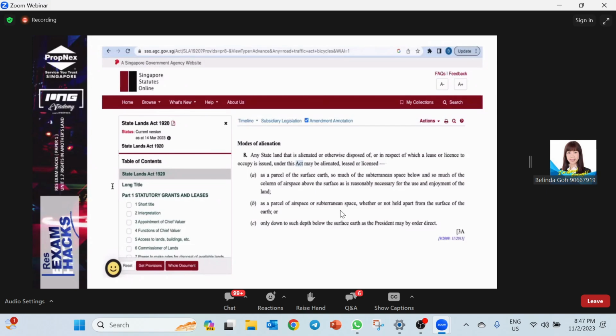It's actually a part of the surface earth, as well as the subterranean space below, and so much of the column of air space above the surface as is reasonably necessary for the use and enjoyment of the land. B, as a part of air space and subterranean space, whether or not held apart from the surface of the earth. Third, only down to such depth below the surface earth as precedent may by order direct. Right. So the definition is there and the answer will be D.